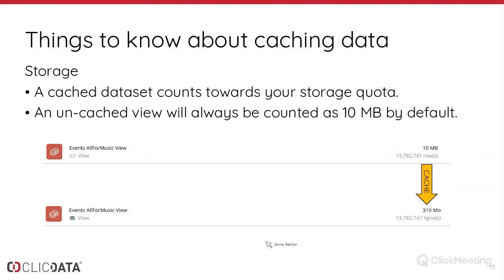So what does it mean? There are a few things to know about caching data. First of all, it consumes storage. Because remember, we said that an uncached data set is a virtual data set. We count 10 megabytes by default for an uncached view, merge, or fusion. In reality, though, when you cache it, the table that it creates might be much heavier. In this case, we have this data set, which is very heavy. You can see it's 310 megabytes. You can also see that this view was cached: we have this little green icon here, which we will see in the next slide. And when it's uncached, you can see it's white.